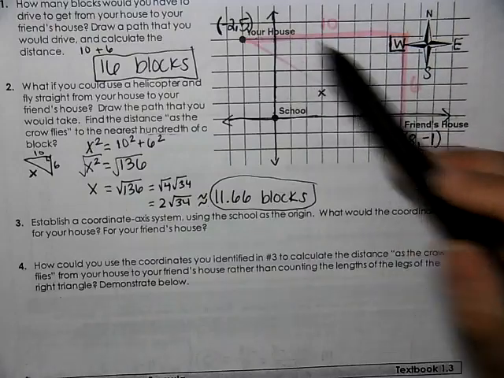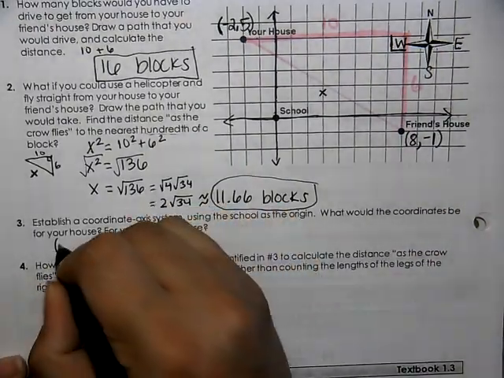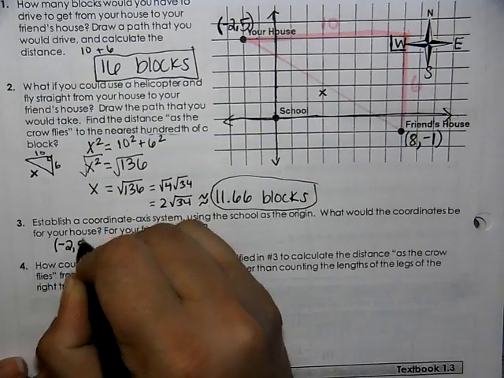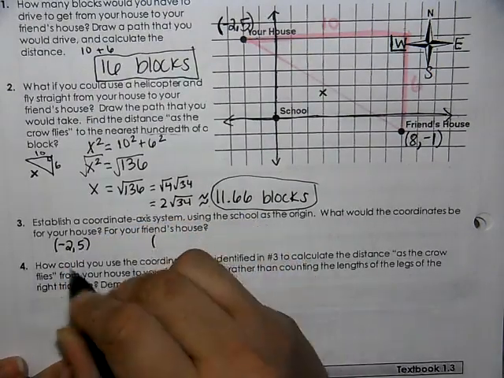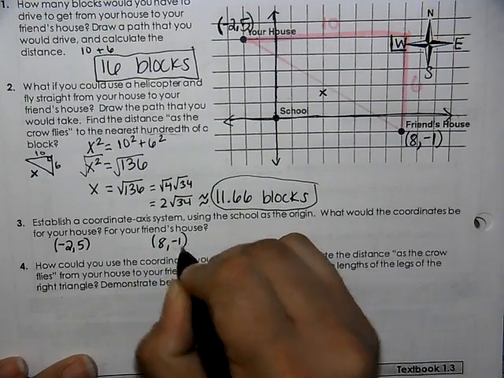So we have our two coordinates here, and I'm going to write them here so that in case you can't see them from the graph, we can see them in our work. Our house was at -2, 5, and your friend's house is at 8, -1.